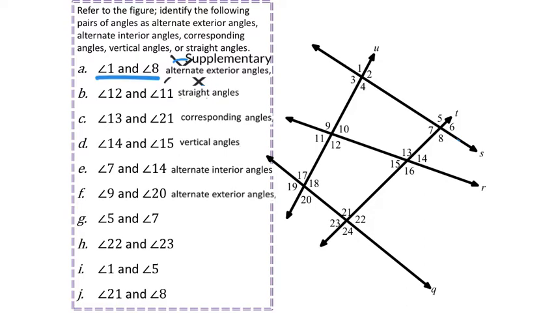Next up, angles 5 and 7. So here's angle 5, here's angle 7. All right, so again, they make this straight line here. That means that they are straight angles. Which, again, is kind of a relationship that we saw last time. We just called it supplementary is all. How about angles 22 and 23? Well, these are through the vertex. So these two are vertical angles.